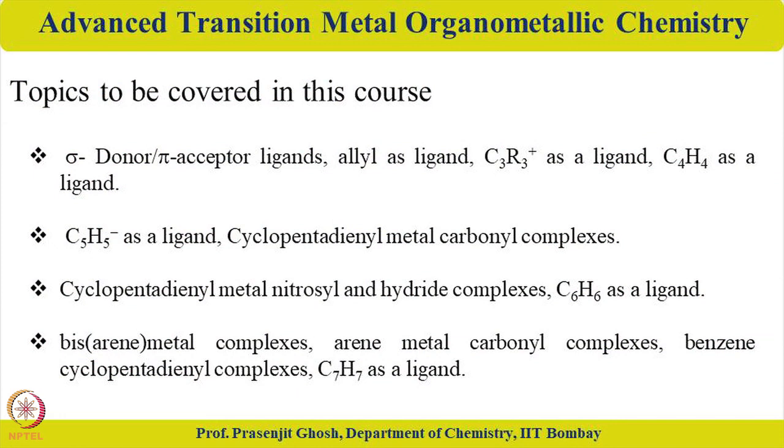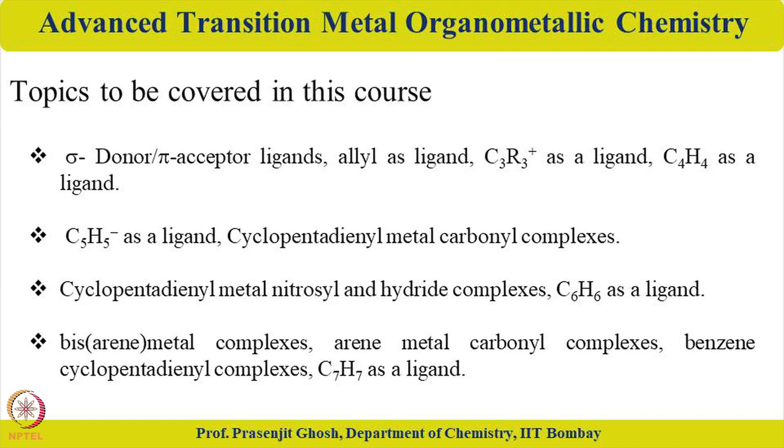Now, with this background being covered in the last course, this course takes off from where we had left in the last course and looks at the more advanced level of this chemistry. In particular, in this course, we are going to look at various kinds of interesting ligands. We'll start off with sigma donor pi acceptor ligands. These are ligands which are very interesting in the sense that they can not only donate electrons but also accept electrons in their interaction with transition metals.